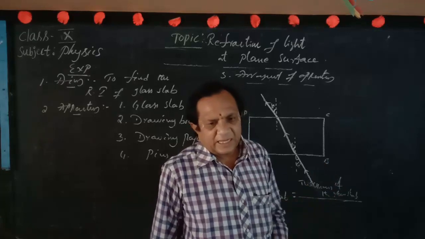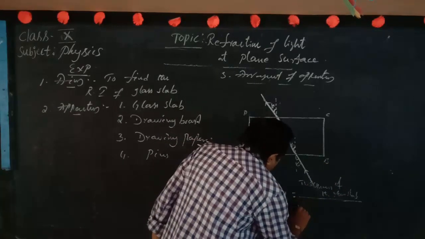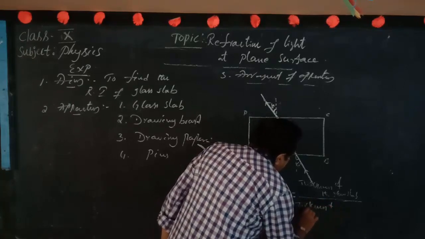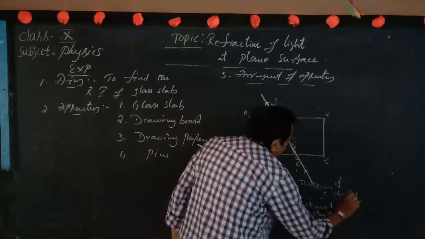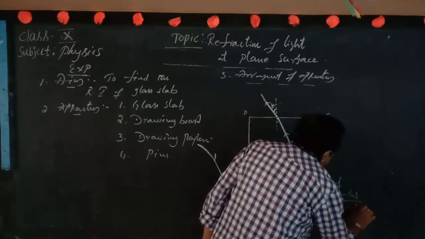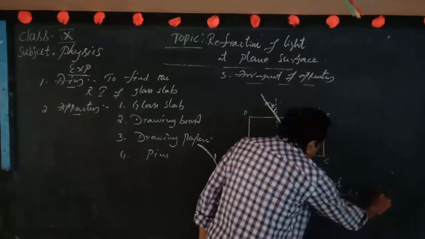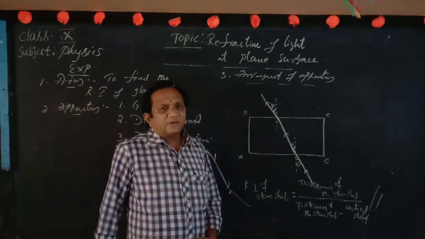So the refractive index is the thickness of the glass slab divided by the thickness of the glass slab minus the vertical shift. By applying this formula, we can find the refractive index of the glass slab.